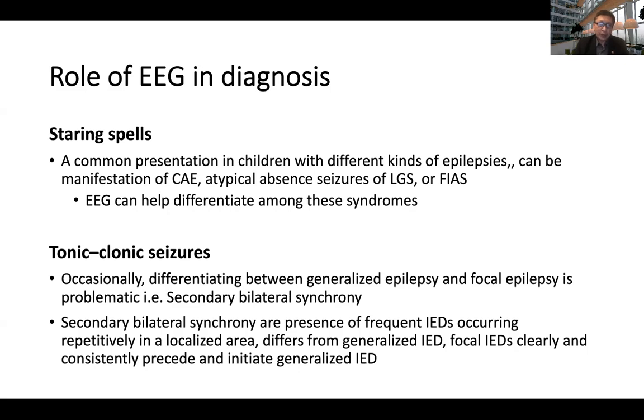If the patient comes with a generalized tonic-clonic seizure, differentiating between generalized epilepsy and focal epilepsy is occasionally problematic, particularly with secondary bilateral synchrony discharge. Secondary bilateral synchrony involves frequent IED occurring repetitively in a localized area. It differs from generalized IED because the focal IED clearly and consistently precedes or initiates the generalized IED.